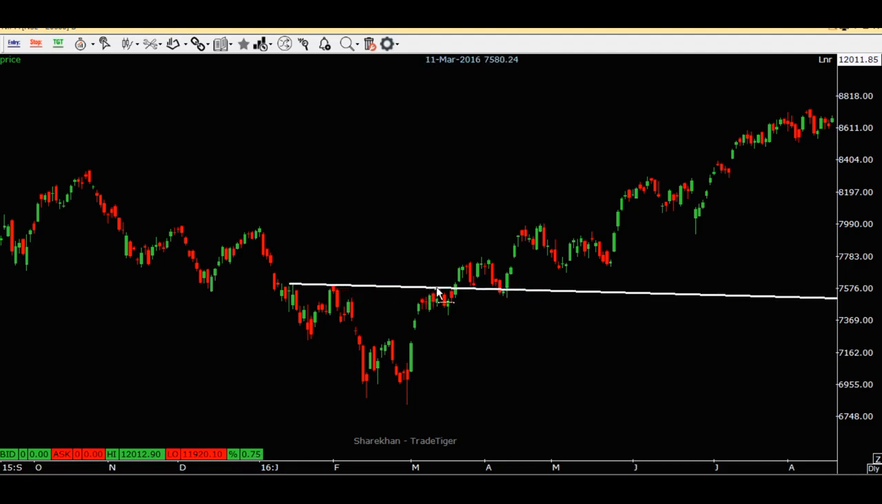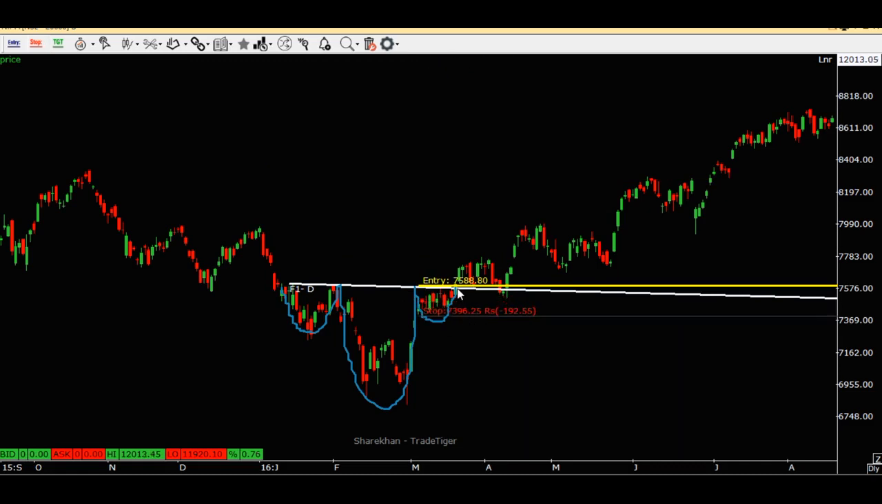So here's the left shoulder, here's the head, and here's the right shoulder. So this is an inverted head and shoulders. So we are looking to enter a buy position, right? So we will buy on the breakout of the neckline here. Stop loss will go below the right shoulder low. And first target will be 190 points, which is somewhere around here.